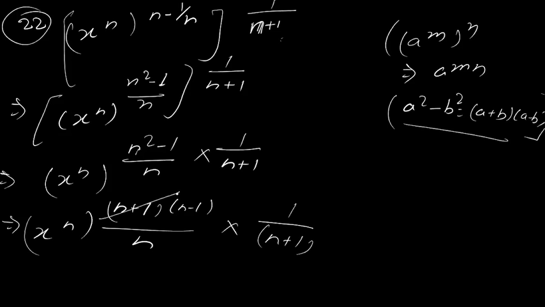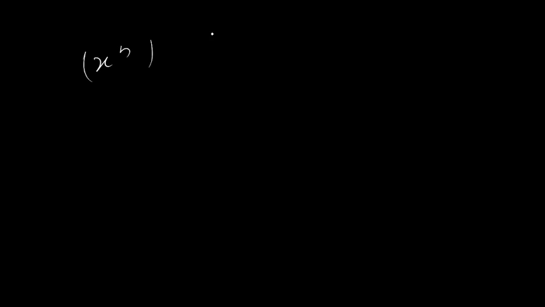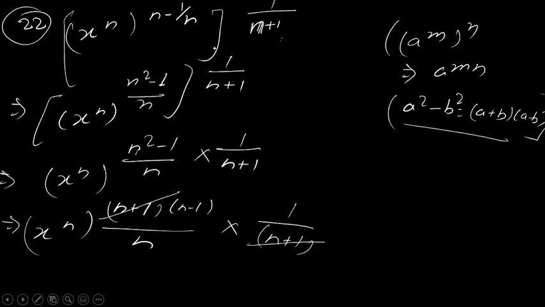Now what I can do, this n plus 1 will get cancelled, and then you will be left with x to the power n, to the power n minus 1 divided by n. Anyone having doubt till here? No. See what is left: we are left with n minus 1, and obviously down we have n. Correct? Correct, sir.